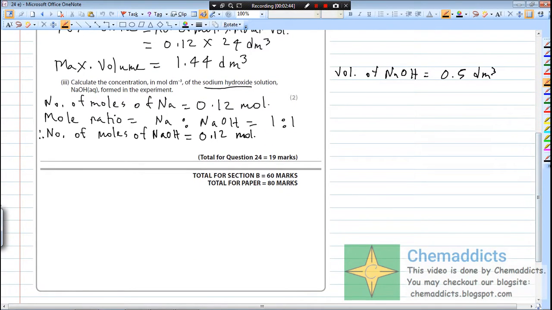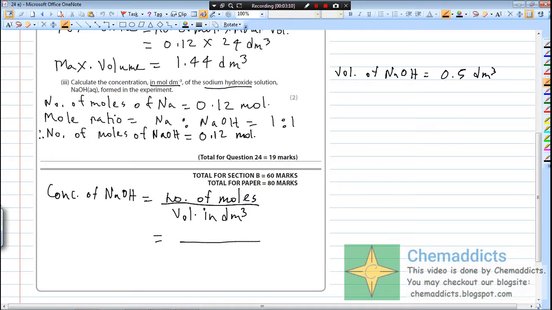So we just use this formula: concentration of sodium hydroxide is equal to number of moles divided by volume in dm cube. As simple as that. Since they have asked us to find it in mole per dm cube, we are using the volume in dm cube. Here the number of moles of sodium hydroxide is 0.1.